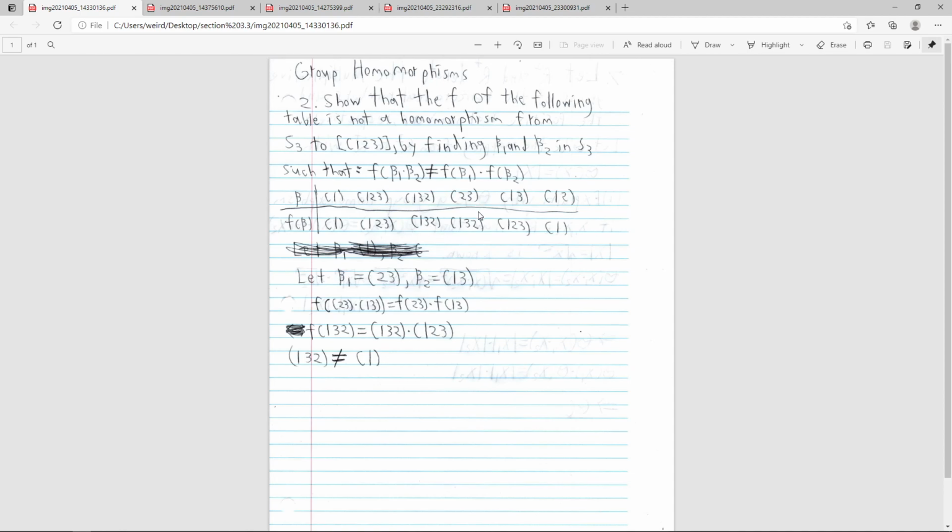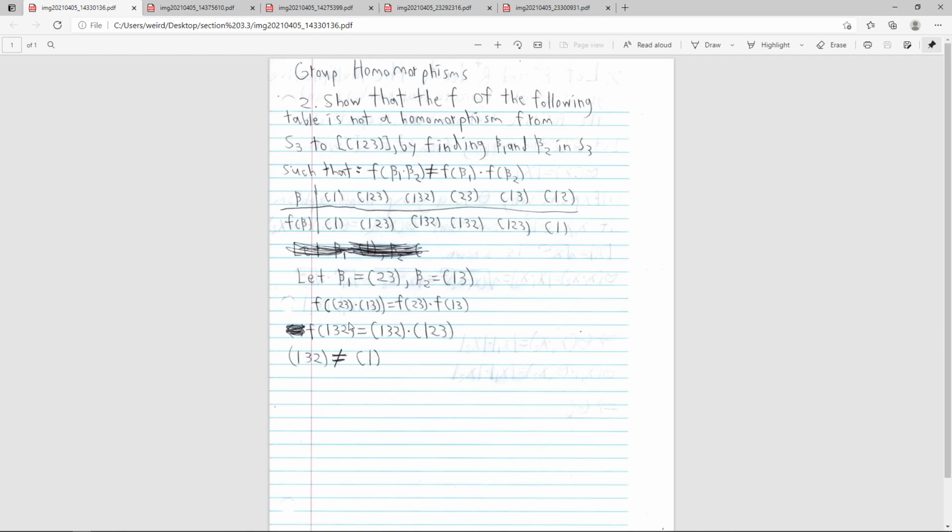Because that's how it's governed, if the equivalency was true for all beta, then it would be a homomorphism, I believe. But it doesn't if this fails. So we let beta 1 equal (2, 3) and beta 2 equal (1, 3), those cycles. F of (2, 3) times (1, 3) equals f of (2, 3) times f of (1, 3). This should work out if it was a homomorphism.